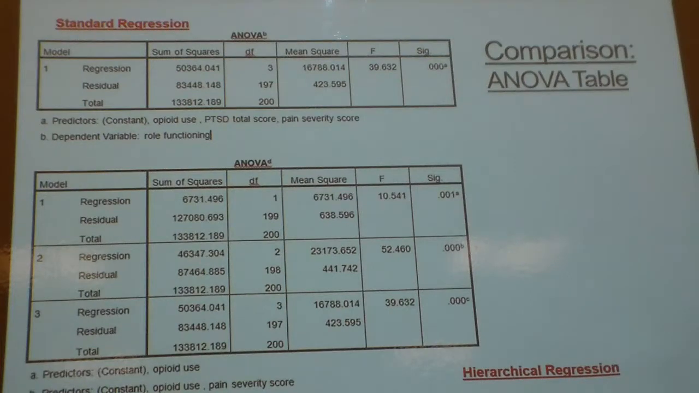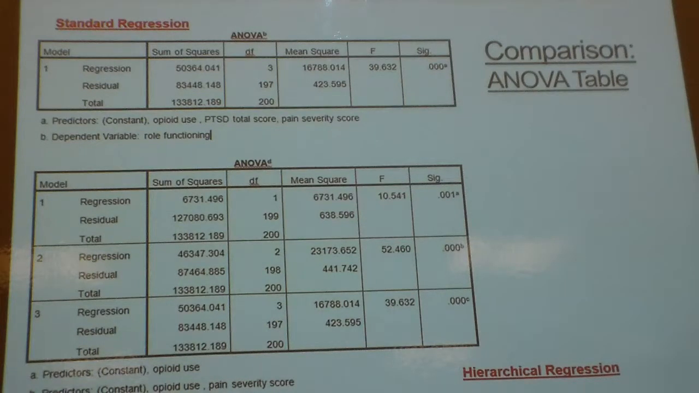If we take a look at our ANOVA table, here's our ANOVA table for our standard regression model: our sum of the squares, regression, residual, our F, right? We're getting the same thing here. This is just our ANOVA table for just one predictor, right? And so opiate use is a significant predictor, right? We get a significant overall model.